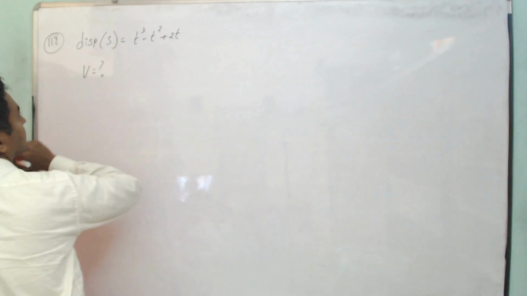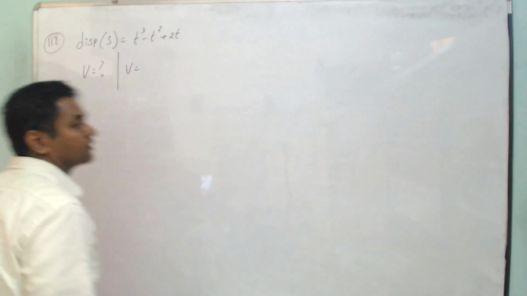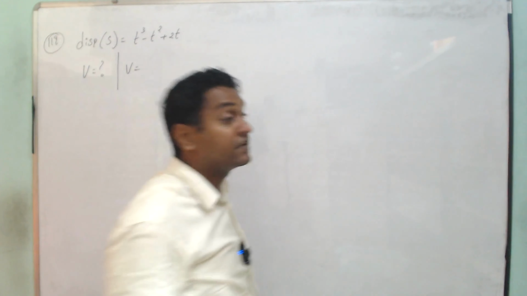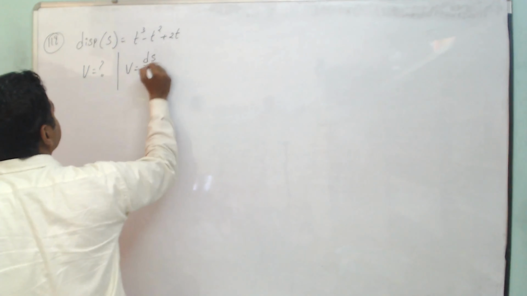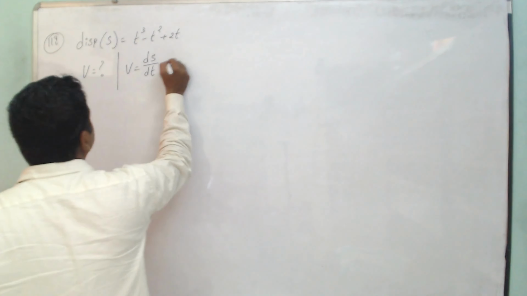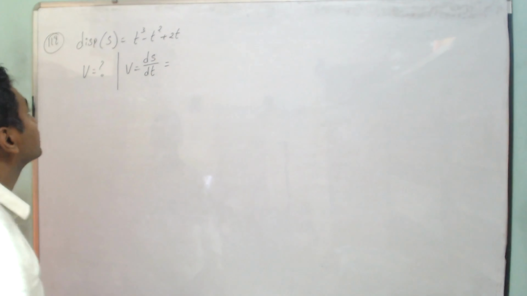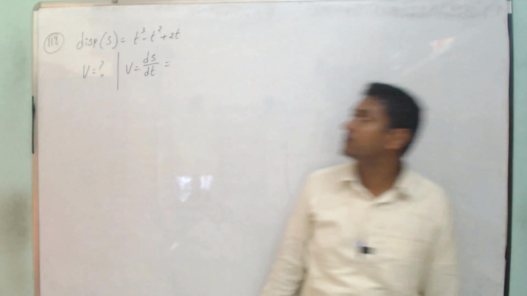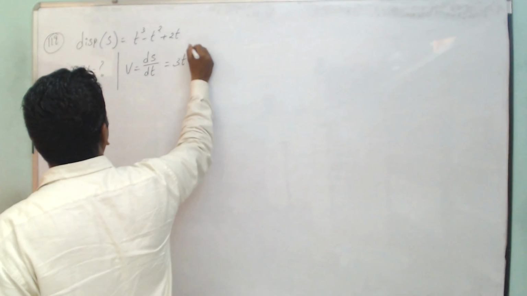This is the question. So simply, displacement is equal to time into velocity, right? The definition of velocity is rate of change of displacement, ds by dt. So simply you can differentiate it, and I know you can give the answer: 3t square minus 2t plus 2.